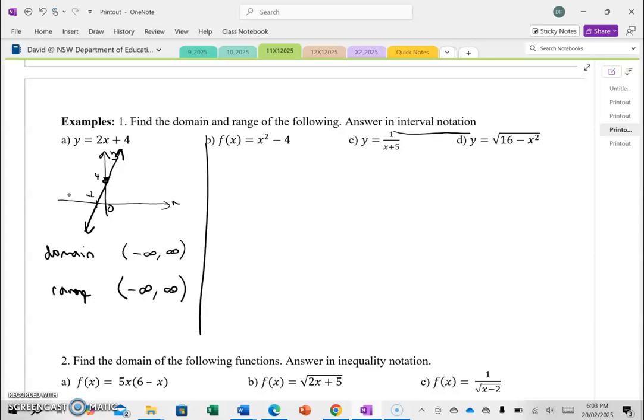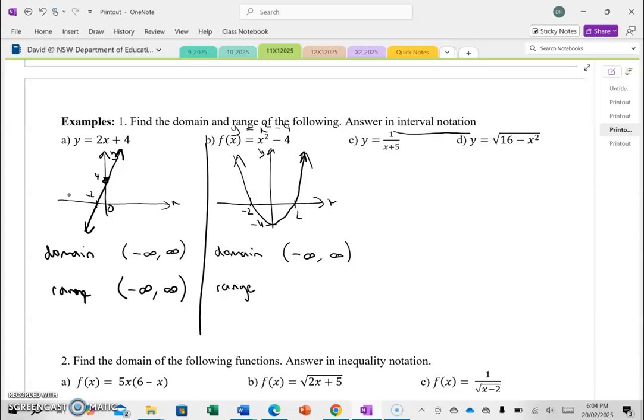Okay, next one. Here we see an f of x, just treat that as y. This is y equals x squared minus 4. So you should recognize that straight away as your basic parabola, shifted down 4. Okay, so something like that. You can work out your x-intercepts if you want. Domain, negative infinity to infinity, any x value you can work out a y, there's no restriction there. Range, the lowest value is negative 4 for y, and that's included. And then we go all the way up to infinity, open bracket.